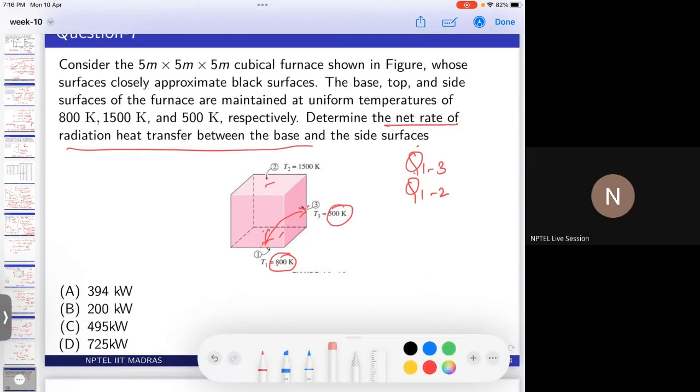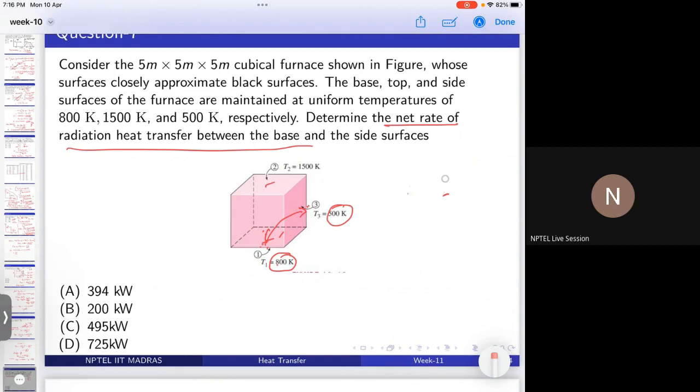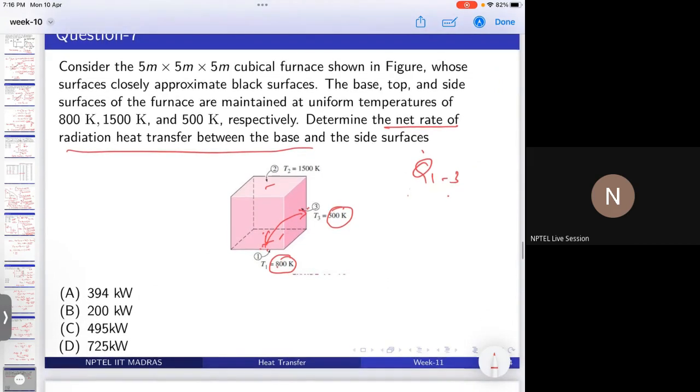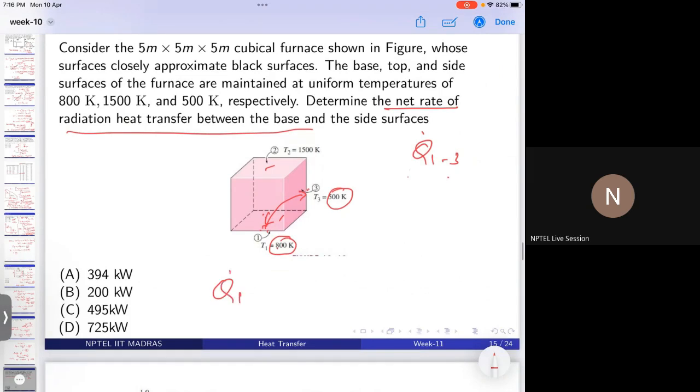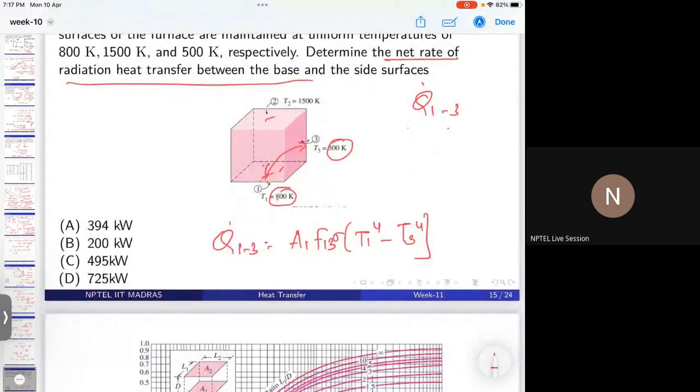We have to find out what is Q13, that is from bottom to the sides. What is the net radiative heat transfer? So what is Q dot 13, the net radiative heat transfer? It is A1 F13, this is the view factor, times sigma (T1 raised to 4 minus T3 raised to 4). So what we have to find out here is only F13.